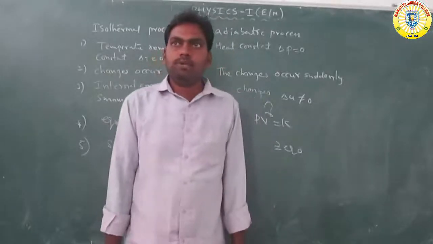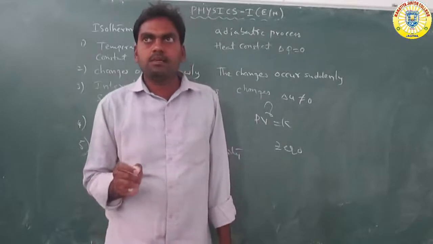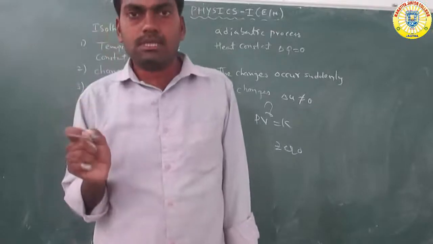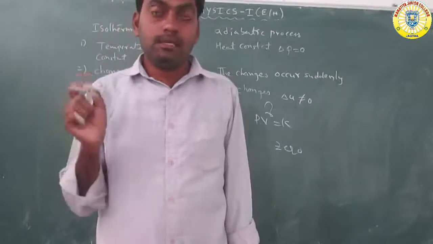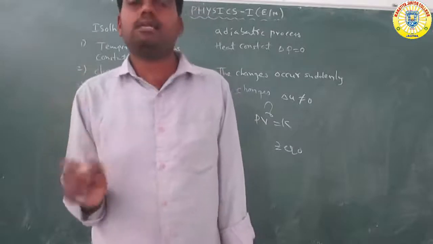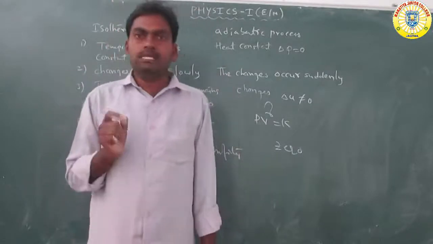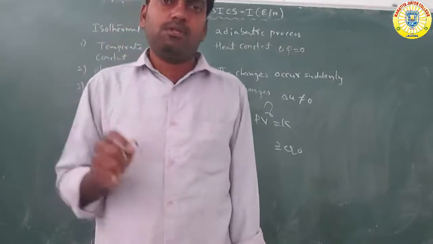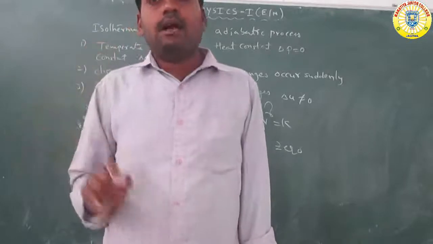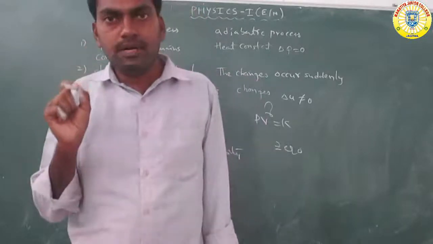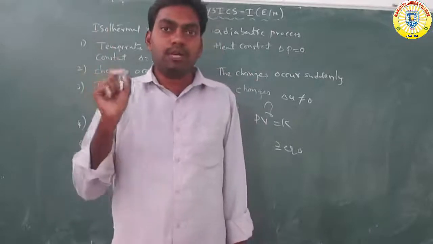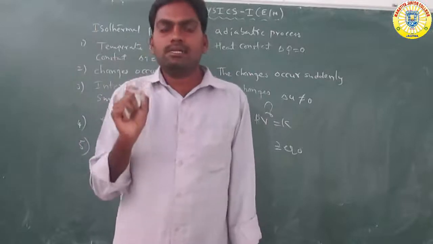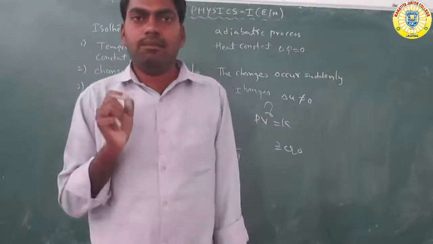Now, in the isothermal process and adiabatic process, what is the meaning of the isothermal process? In an isothermal process, the pressure changes and volume changes at a constant temperature. That is called an isothermal process. But in an adiabatic process, the pressure, volume and absolute temperature all change, but the heat of the system remains constant. That is called an adiabatic process.